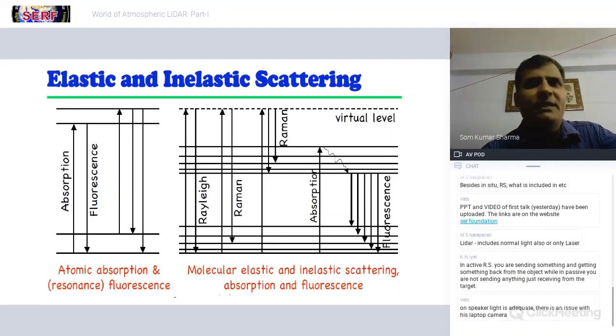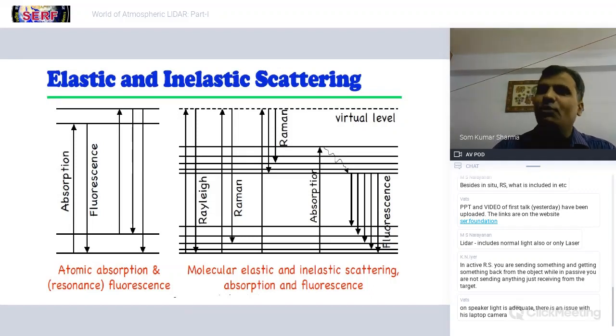Either one will take place or all will take place simultaneously. One will be more, one will be less. Sometimes scattering is more, absorption is less. Sometimes attenuation is more, scattering is less. Sometimes the signal is fully reflected, sometimes it is absorbed, like that. So when any light passes through any medium, these processes take place, and these processes are very effectively utilized to study that medium.